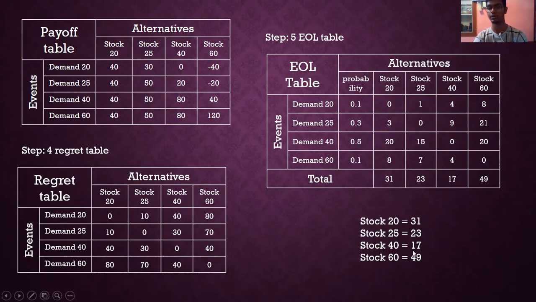So we are selecting this, and we are going to circle it off. Stock 40 with a value of 17 is the lowest among all these stocks. In the EMV table, we select the highest value, but in the EOL table, we select the lowest value, which gives us stock 40. So here you can see we got the same stock for both tables. For the EMV table we got stock 40, and for the EOL table also we got stock 40.